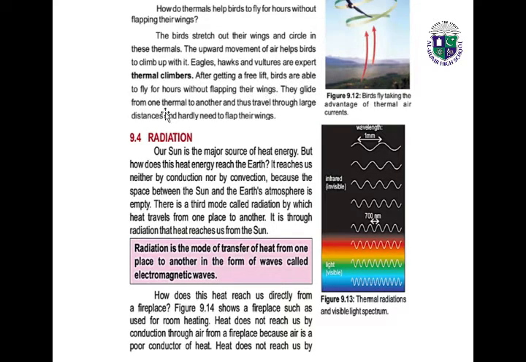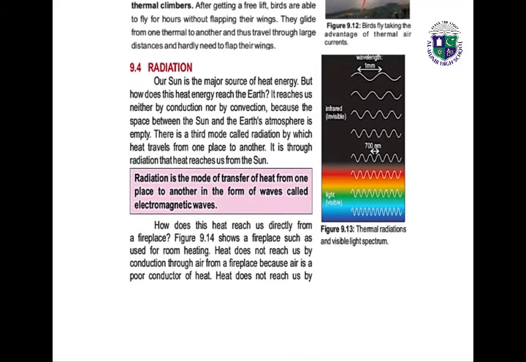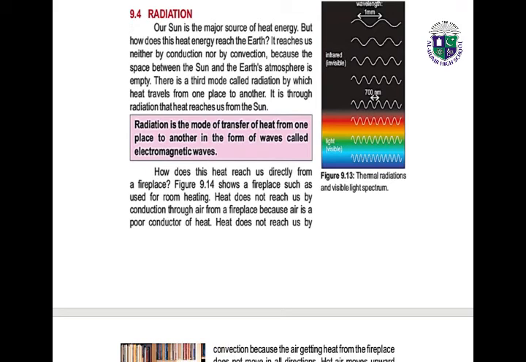They glide from one thermal to another and thus travel through large distances, hardly needing to flap their wings. Next, our method of transfer of heat is radiation. What is radiation? Yes, students, we know that the sun is the major source of heat energy. It reaches us neither by conduction nor by convection, but it reaches us on the Earth's atmosphere by radiations, by which heat travels from one place to another.